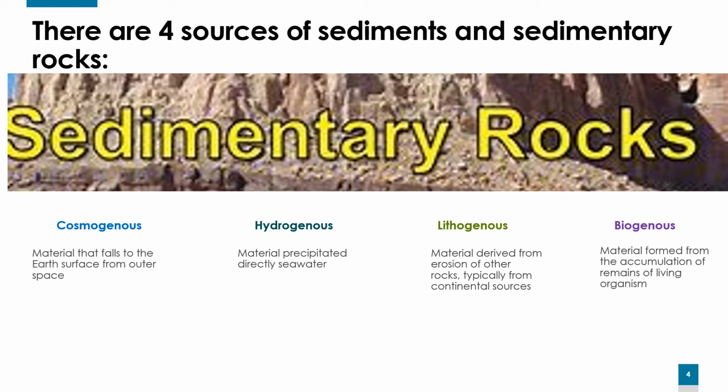There are actually four sources of sediments and sedimentary rocks. The first one is cosmogenous, which is material that falls to the Earth's surface from outer space. Hydrogenous, which is material precipitated directly from seawater. Lithogenous, which is material derived from erosion of other rocks, typically from continental sources. And biogenous, which is material formed from the accumulation of remains of living organisms. On the next slide, it's basically going to give you images of each one of these types of rocks.